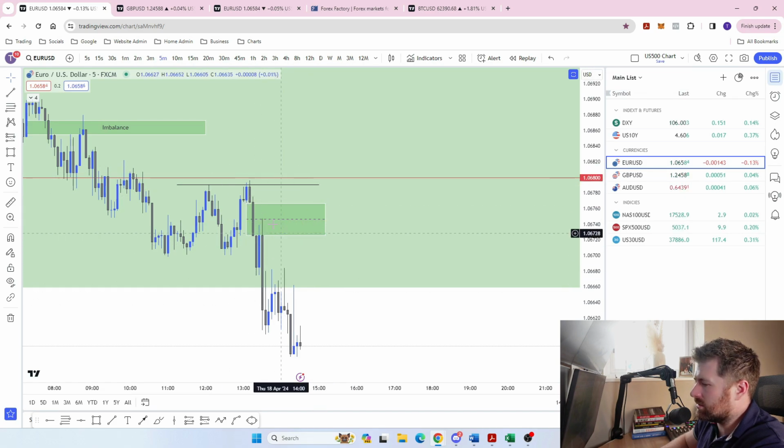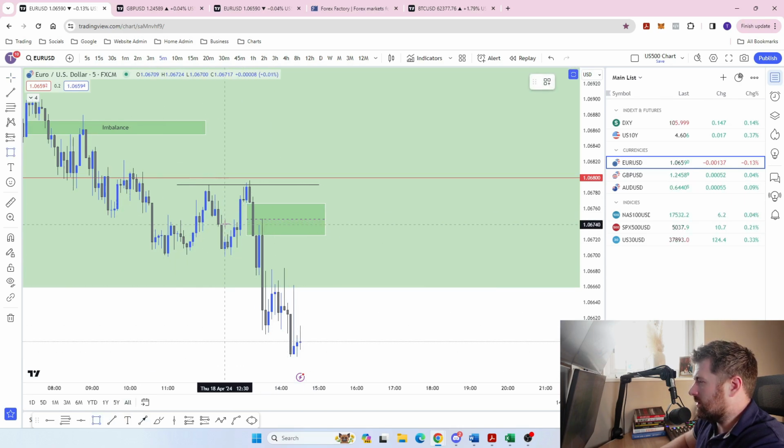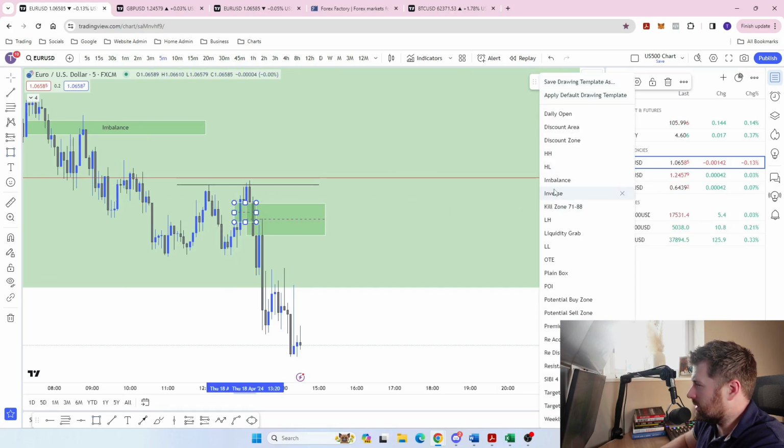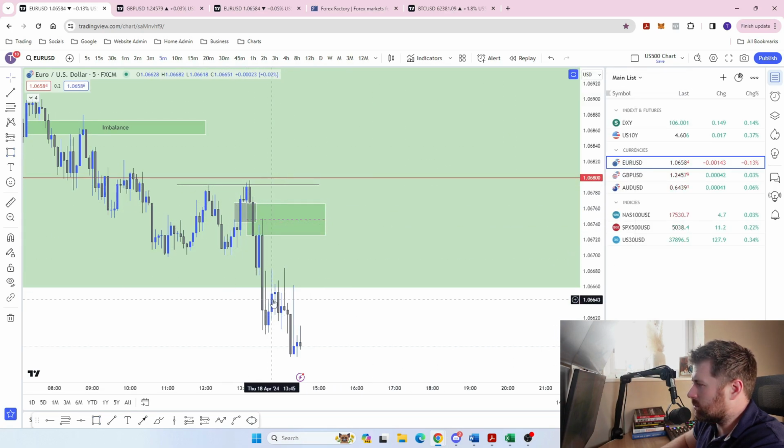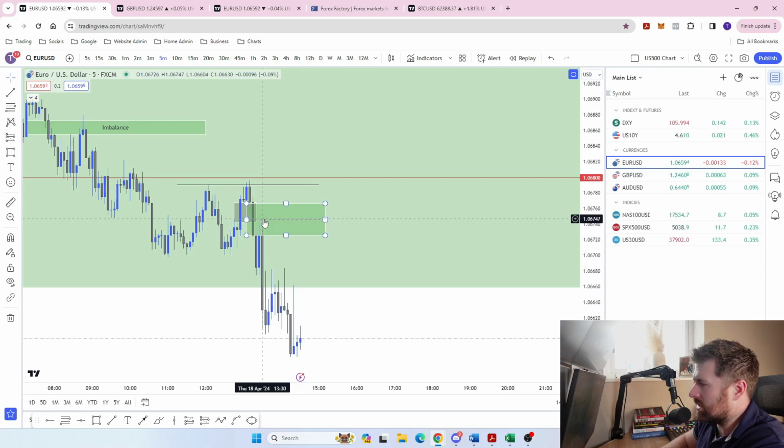There's a couple of other things I'm going to show you about how and why this played out in a particular manner in just a second. But there's another reason as well I like this area, is because we created this imbalance as well, or this inverse, if you like. And that is a balanced price range. This particular wick, which was the news candle, came into this area of imbalance as well as this one, and then dumps to the downside.